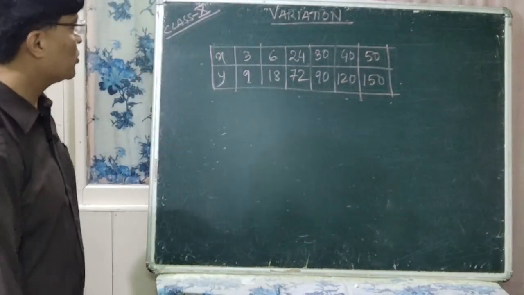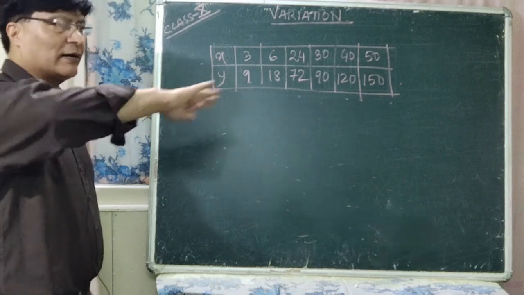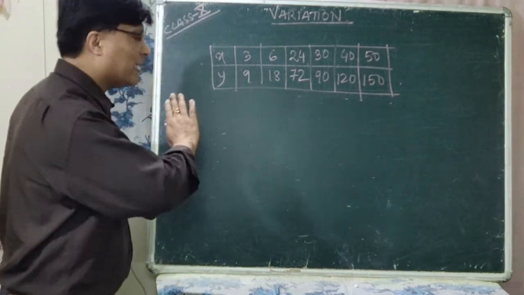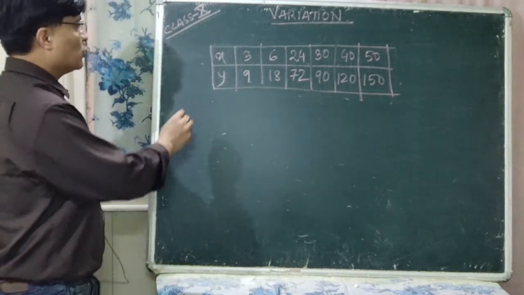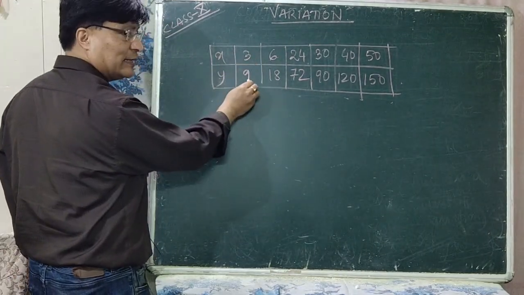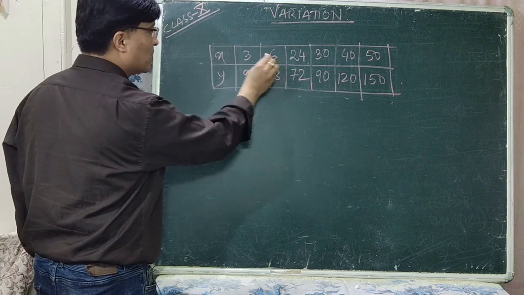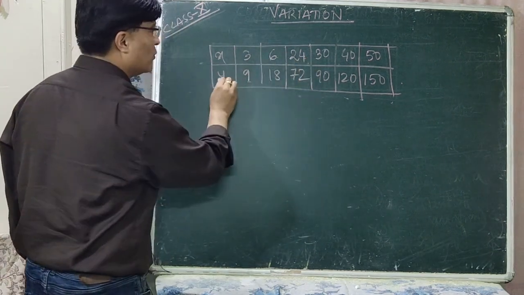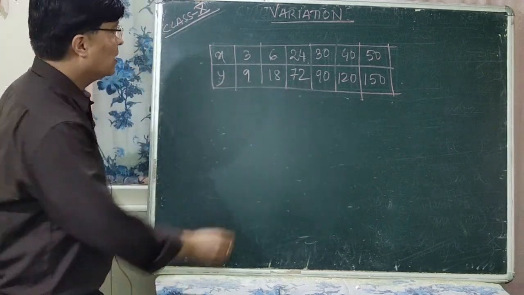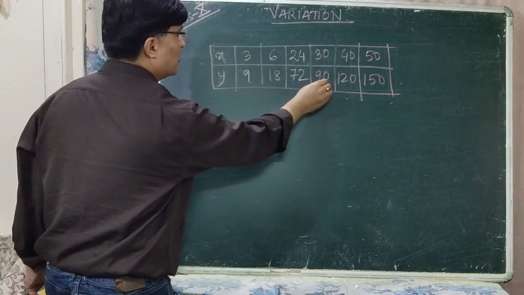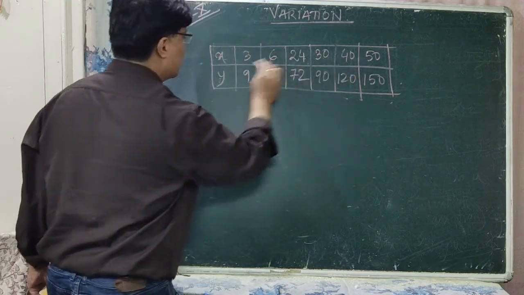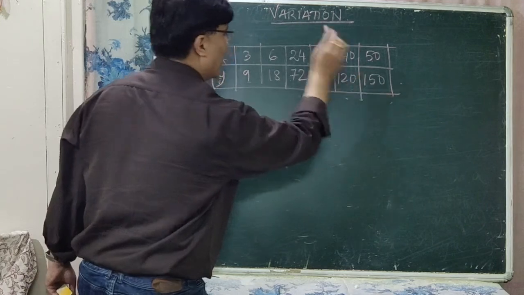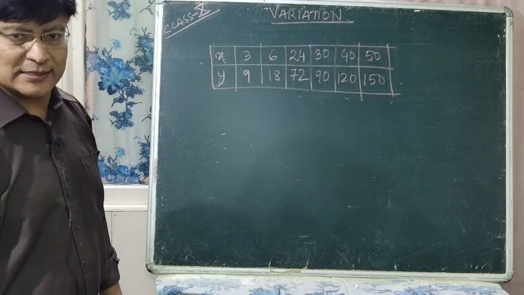Now in this case also, the values of x are increasing and the values of y are also increasing, okay? So when x is equal to 3, y is equal to 9. When x is equal to 6, y is equal to what? 18 is coming. x is equal to 24, then y is equal to what? 72. x is equal to 30, then y is equal to what? 90. x is equal to 40, then y is equal to what? 120. x is equal to 50, then y is equal to what? 150, like that. Is that clear?